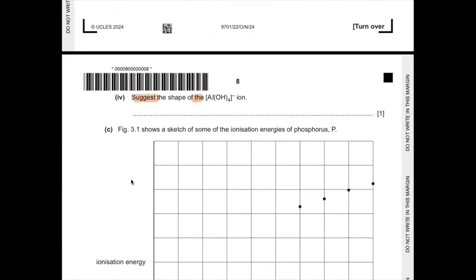Now, next, suggest the shape of this ion. Okay. If you work on this, aluminium has only 3 electrons in its valence shell. So there are 4 OH bonded to it. It means that aluminium has 4 bond pairs right now and 0 lone pairs. So when you have 4 bond pairs and 0 lone pairs, the shape is going to be tetrahedral. So if this is an ion with the central atom having 4 bond pairs and 0 lone pairs, its shape is going to be tetrahedral. I hope it's clear to all of you.